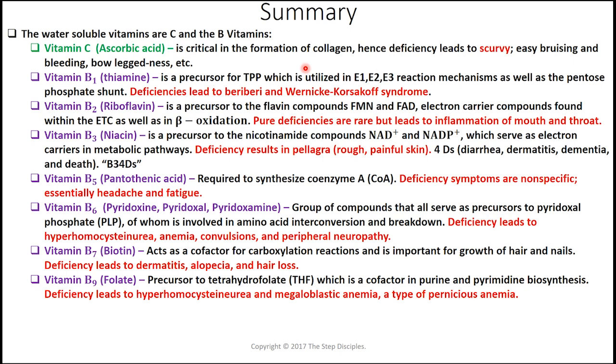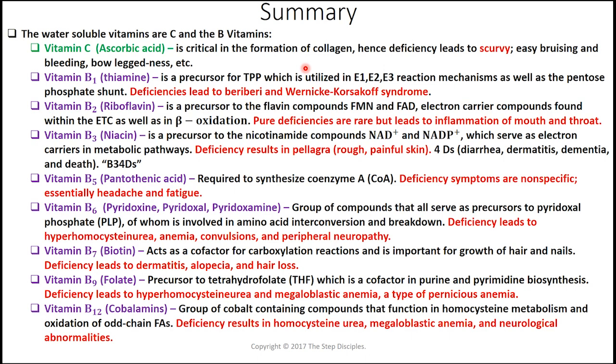Anyway, the other thing to remember about folate is that it's important for purine and pyrimidine biosynthesis. So it's really important for making the nucleotides. Well, the bases that will ultimately make the nucleotides. And if you can't make the nucleotides, then guess what? You can't divide. You can grow, but you can't divide. And that's where megaloblastic, big red blood cells come from.